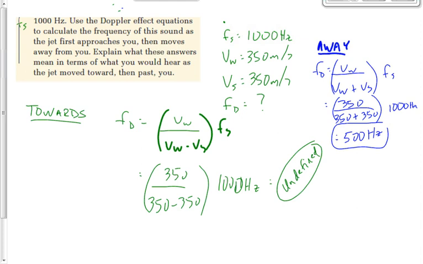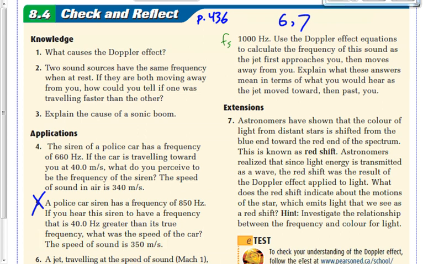All right. Let's take a look now at question number 7. 7 says astronomers have shown that the color of light from distant stars is shifted from the blue end of the spectrum towards the red end of the spectrum. This is known as a red shift. You can also get a blue shift as well. Astronomers realize that since light energy is transmitted as a wave, the red shift was a result of the Doppler effect.